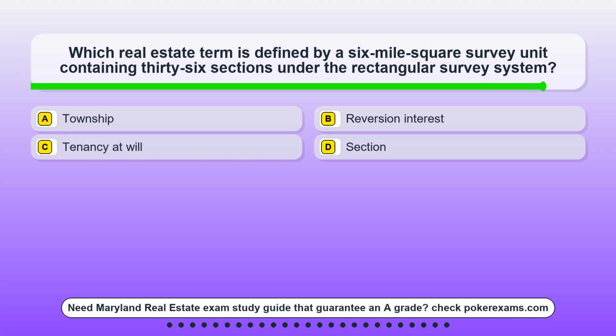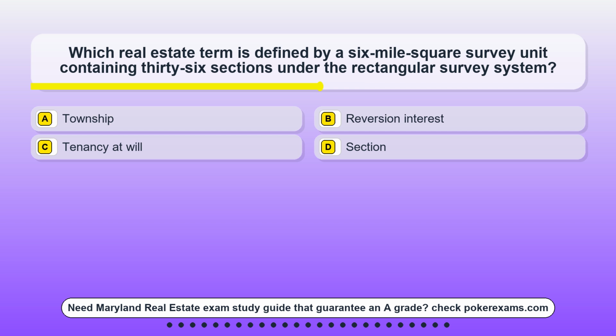Question 7. Which real estate term is defined by a 6-mile-square survey unit containing 36 sections under the rectangular survey system? Option A, township. Option B, reversion interest. Option C, tenancy at will. Option D, section.